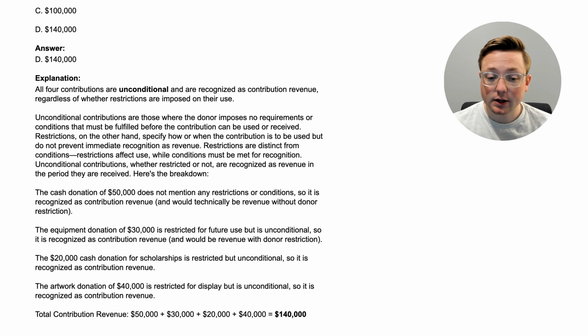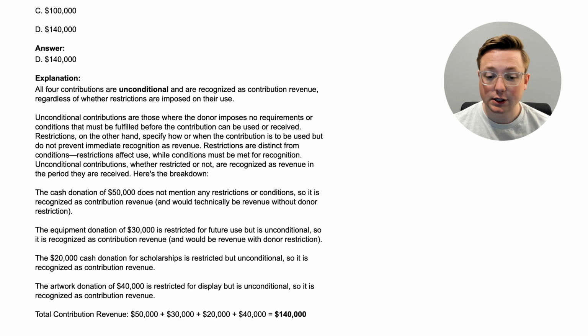The equipment donation of $30,000 is restricted for future use because it was for a certain project, but it is unconditional, so it is recognized as contribution revenue as well, and it would be revenue with donor restriction. So you see that distinction. It's unconditional, but it can still be with donor restriction.